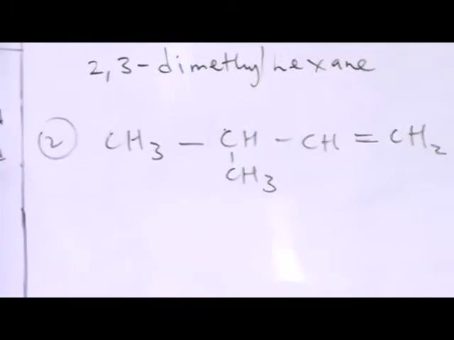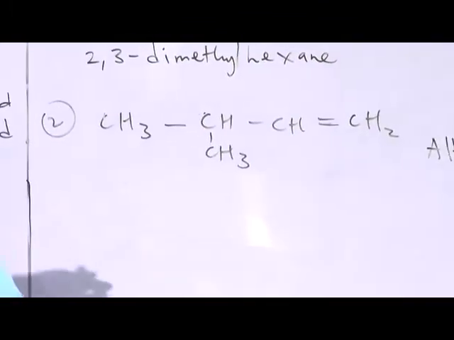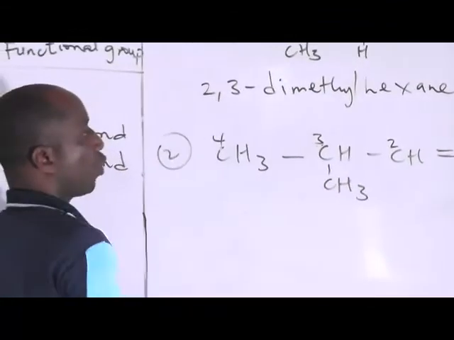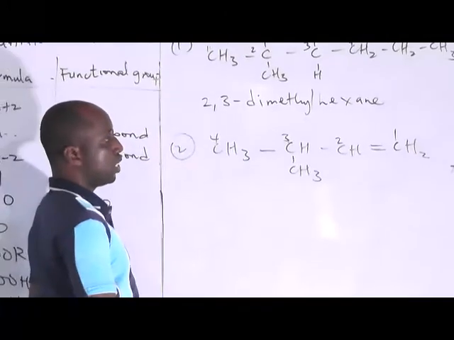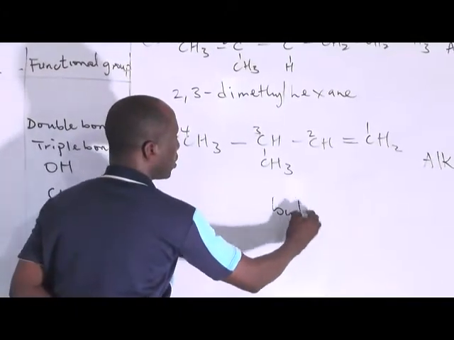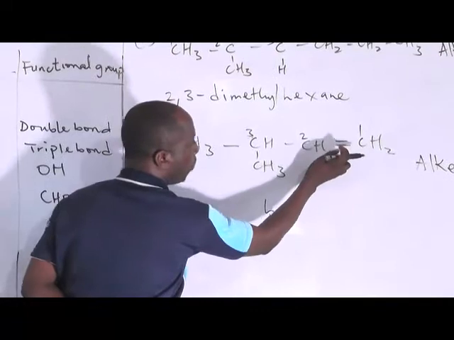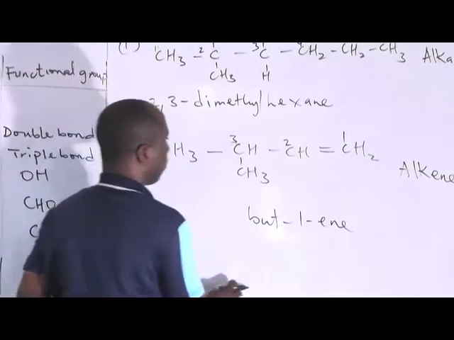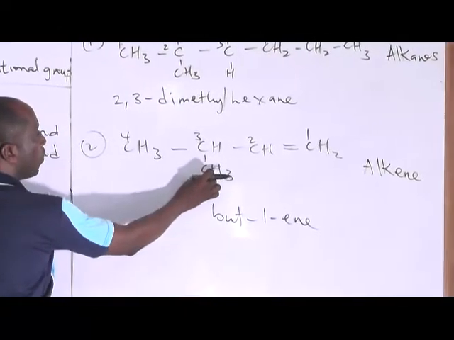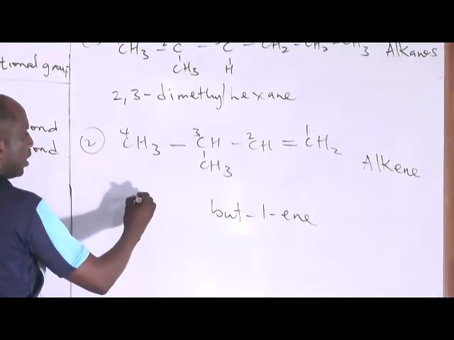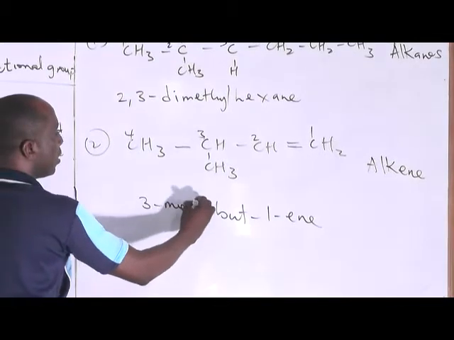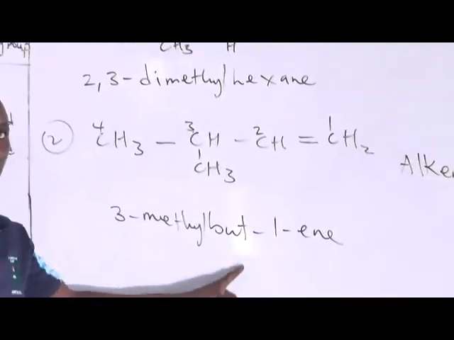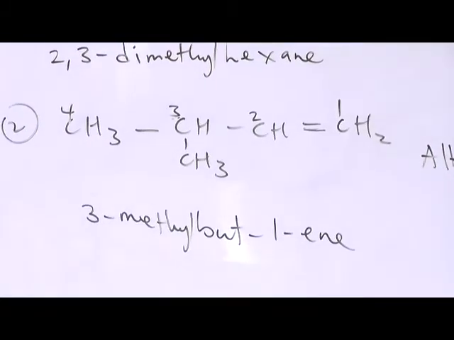So we have to establish that now. If you have to start numbering now, we must start from that side that favors the functional group. Since we have 4 carbons there now, that's what? Butene. Because the double bond is attached to carbon number 1, that's 1-butene. Then you have the methyl group attached to carbon number 3. That will be 3-methyl. So the name becomes 3-methyl-1-butene. Do you understand now?